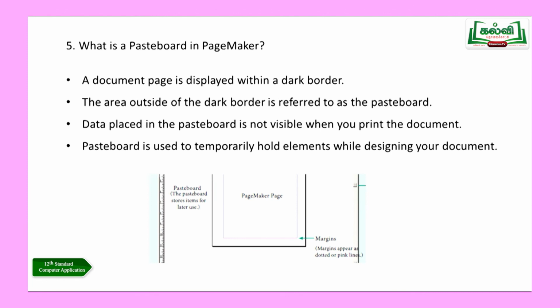Now move on to the next question. What is the pasteboard in PageMaker? I told you that in the beginning itself. Here I am showing an image for your understanding. Don't draw this in your examination. To understand where the pasteboard is, I am showing you this part of the image on your screen. This is the pasteboard. It is found on the left hand side of the dark border. The empty space shown there is called the pasteboard.